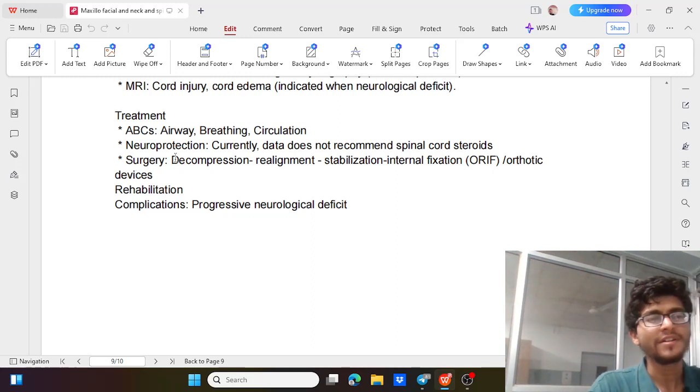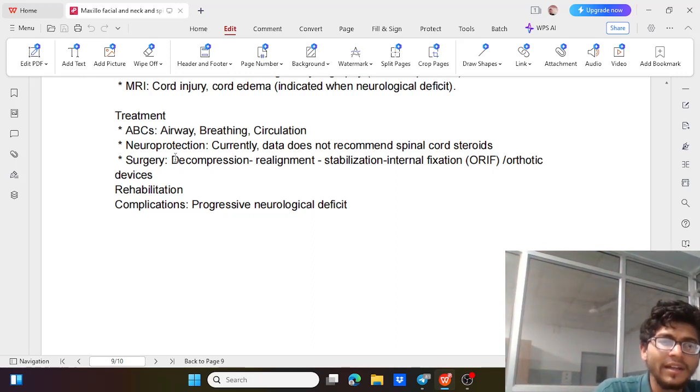Then coming to surgery, if the spinal injury is having a neurological deficit, then we will have to consider, depending on the severity, whether we have to go for surgery and decompress, that is, relieve what is pressing on the spinal elements and spinal cord. So decompression by opening, realignment of the malaligned spine, and then stabilization of the spine.